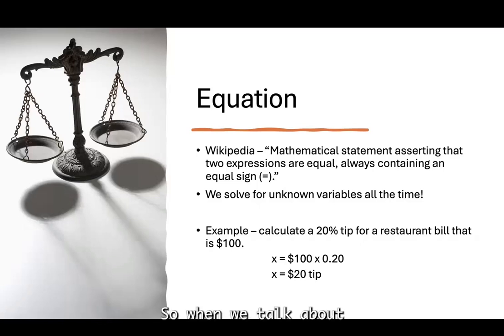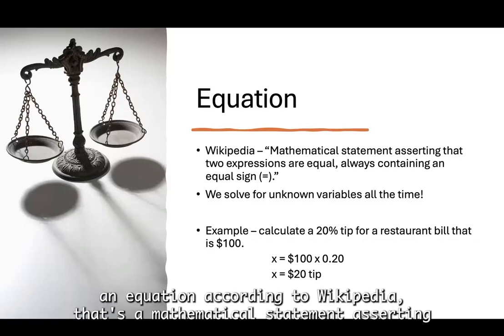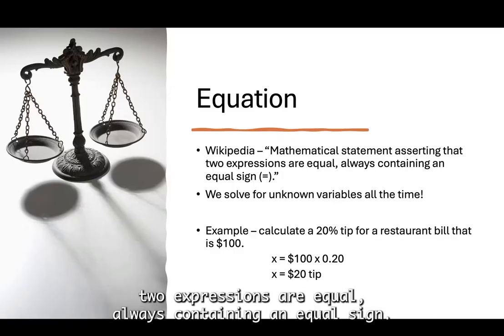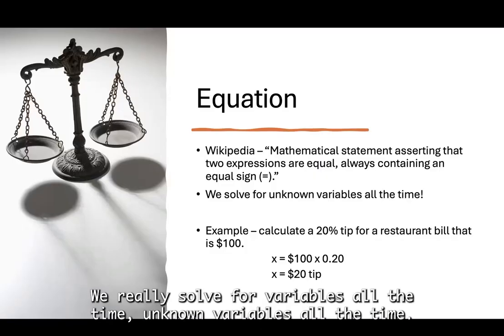So when we talk about an equation, according to Wikipedia, that's a mathematical statement asserting two expressions are equal, always containing an equal sign. We really solve for unknown variables all the time.